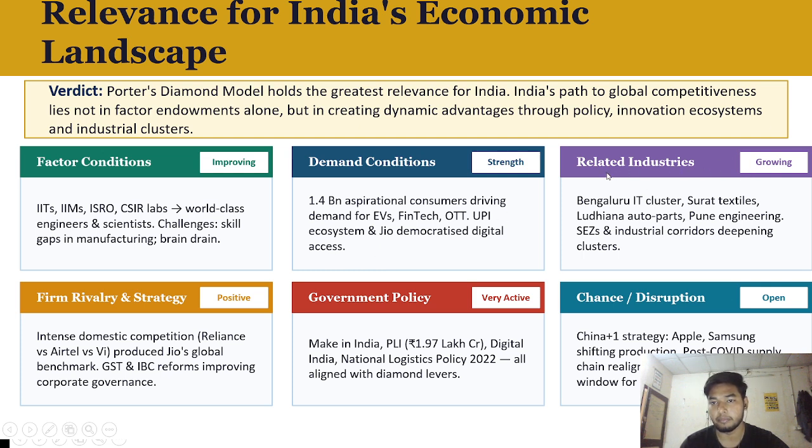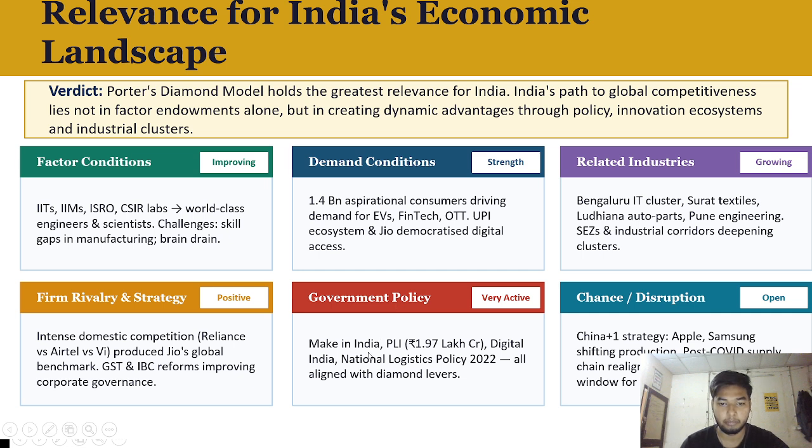Third is growing related industry: Bangalore IT cluster, Surat textile, Ludhiana auto parts, Pune engineering, SEZs, and industrial corridors deepening clusters. Fourth is firm rivalry and strategy, which is positive. Intense domestic competition, Reliance versus Airtel versus VI, produced the Jio global benchmark. GST and IBC reforms are improving corporate governance.